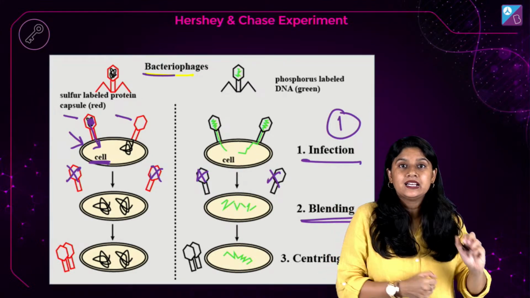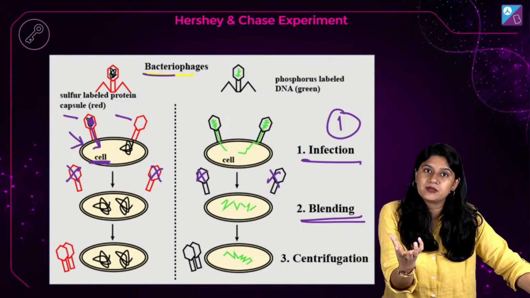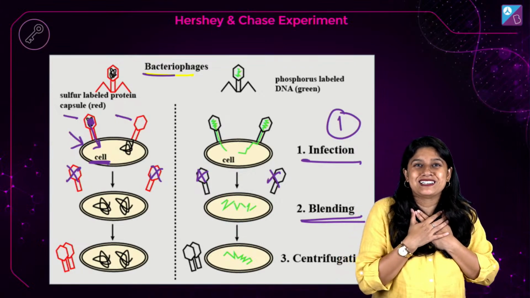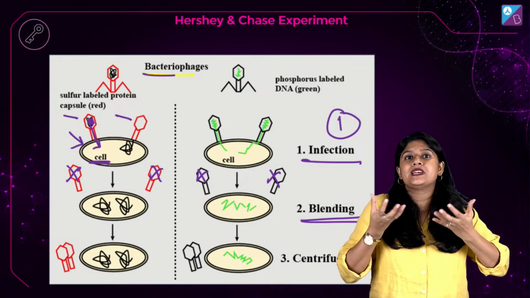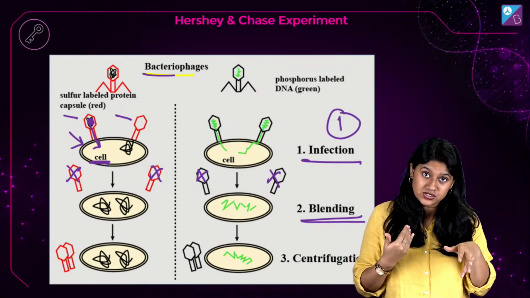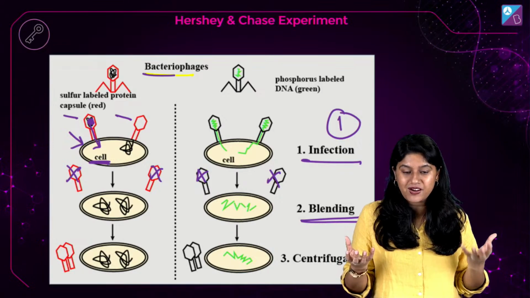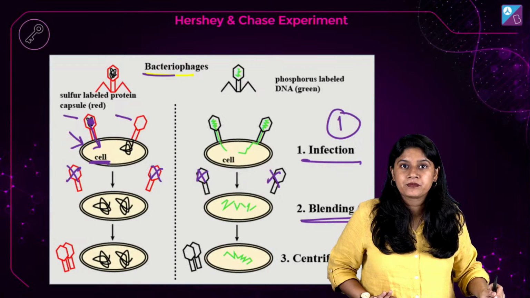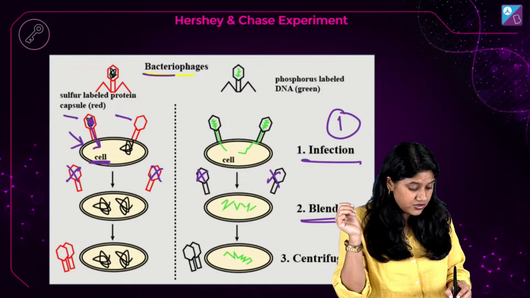So we are clear that the bacteriophage will release the genetic material inside the E. coli, and E. coli will think that this is its own genetic material, and it will start replicating it, right? It will make multiple copies of it, and hence we'll have more and more bacteriophages, and that's how the infection happens, as we know it happens in the case of a virus. Something similar will be happening over here. Now once that is done, we will have the third and final step, that is centrifugation.